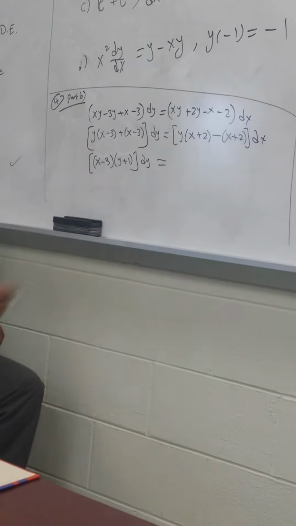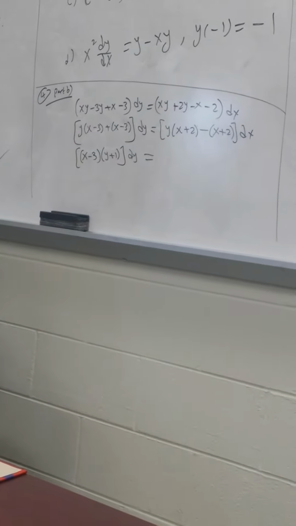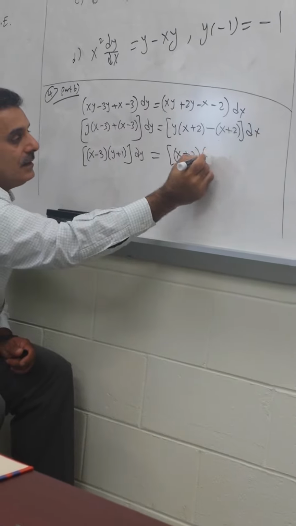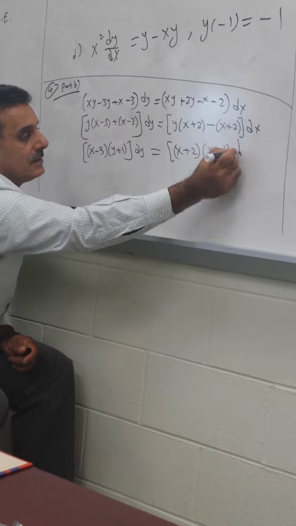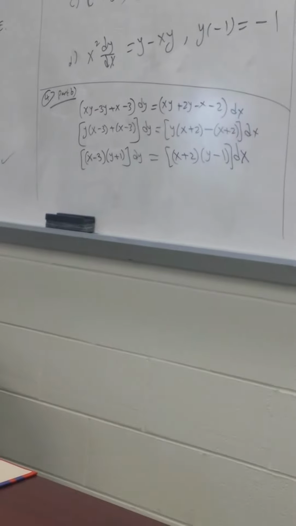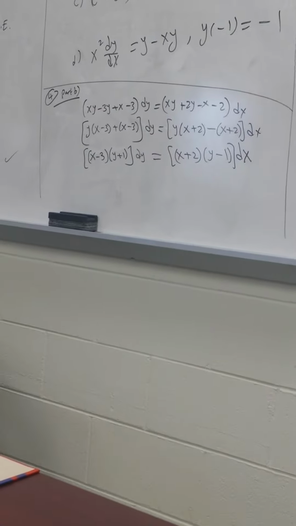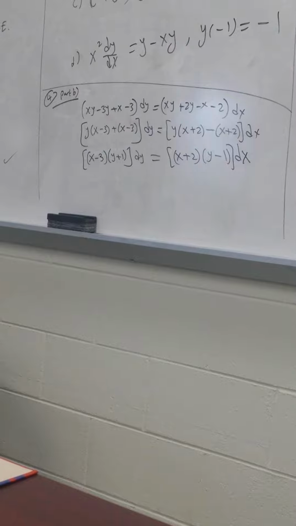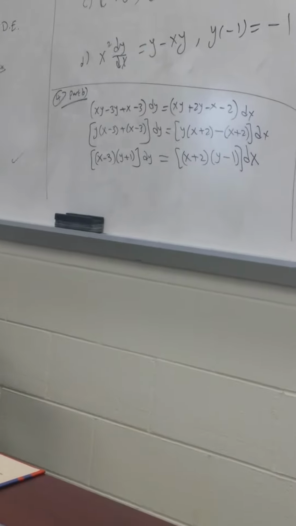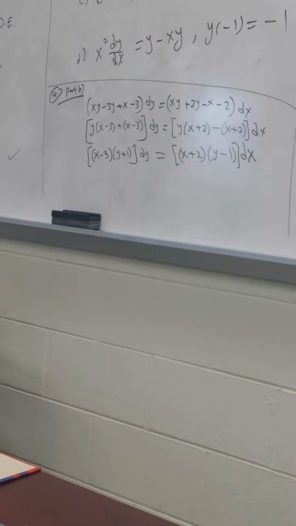From the other side, I can take x plus 2 as a common factor. So you get x plus 2. That's clever. And you end up with y minus 1, right? dx. So now, since I wrote this as a product, then I should be able to separate x from y. And that's the idea. If you want to separate something, it has to be written as a product. Because you should be able to divide now.